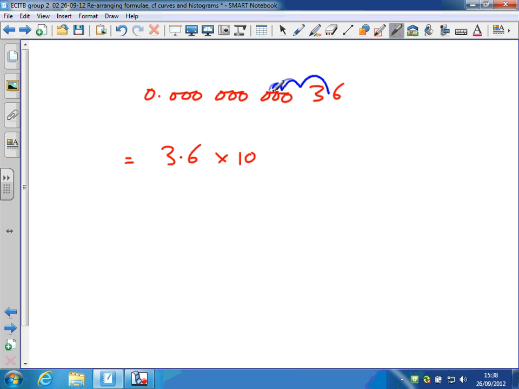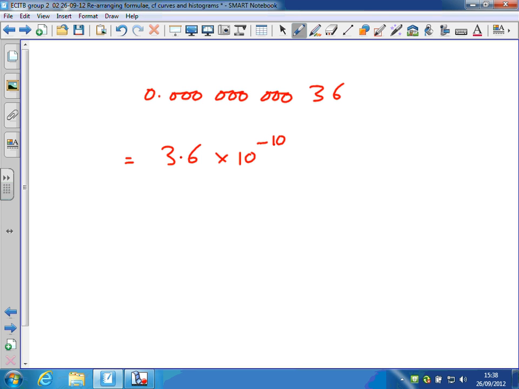1, 2, 3, 4, 5, 6, 7, 8, 9, 10. Ooh, 10 to the minus 10. So divide is minus power, because minus means the inverse, as we'll see. So instead of multiplying by 10, we're dividing by 10. And we indicate that with a negative sign there. So that means a small number.